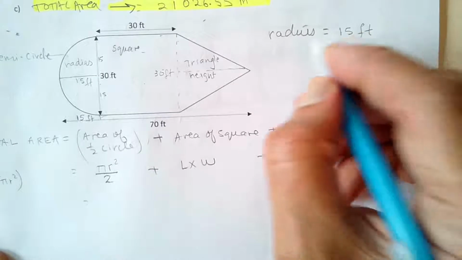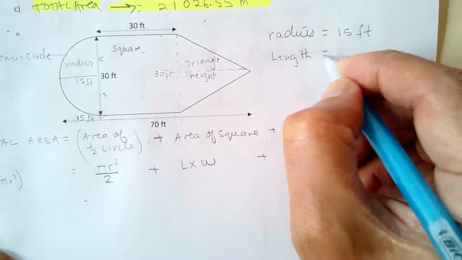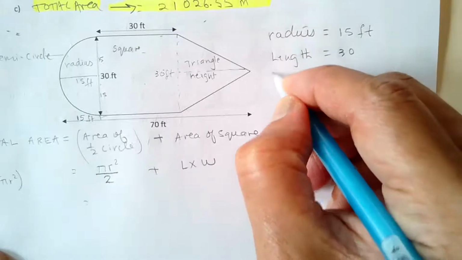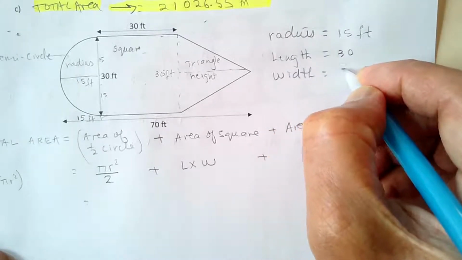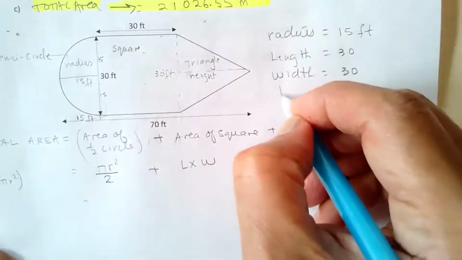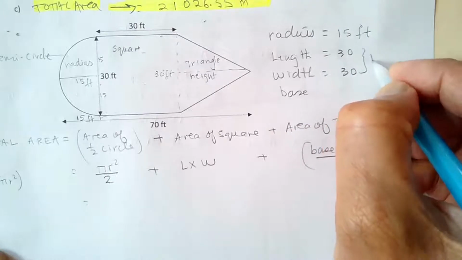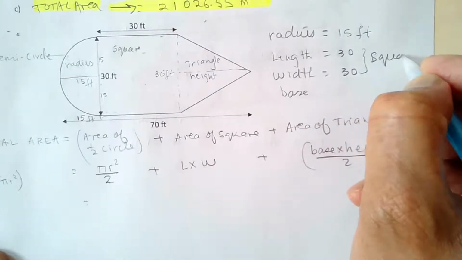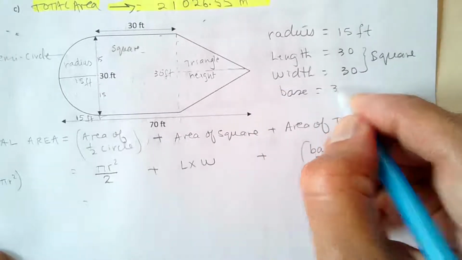The length, the width equals 30, the base of the triangle. So this will be our square. For a square, the base is 30 feet.